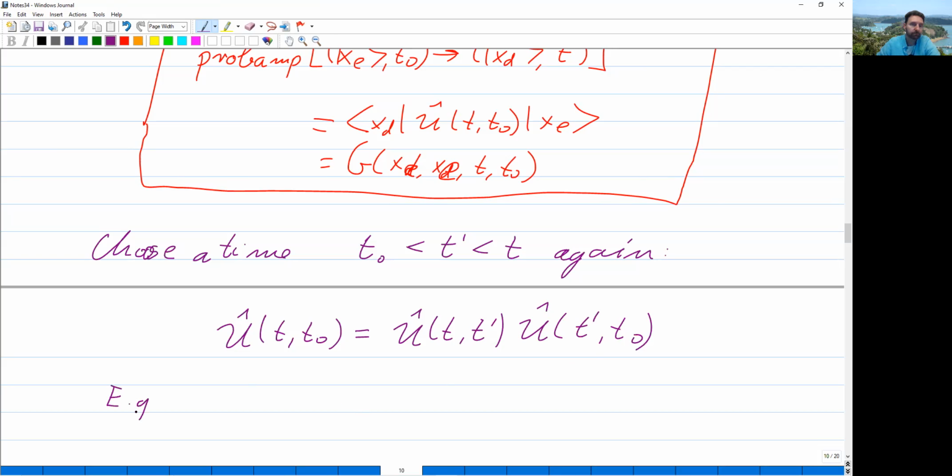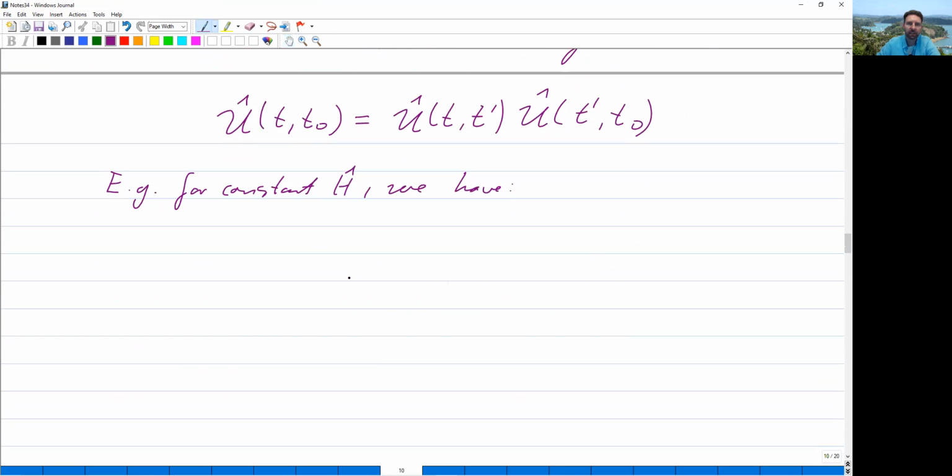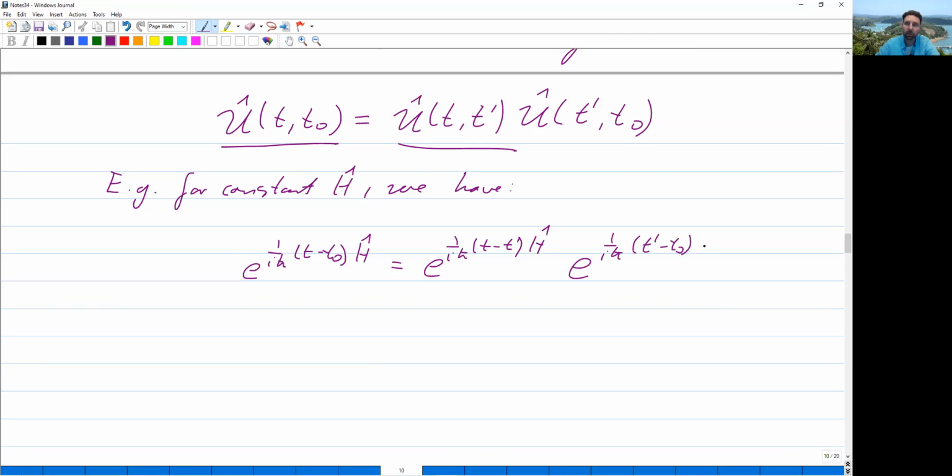For example, for constant Ĥ, we have that e to the power of 1 over iħ (t minus t naught) Ĥ, that would be this time evolution operator, is equal to e to the power of 1 over iħ (t minus t prime) Ĥ, that's this time evolution operator, times e to the power of 1 over iħ (t prime minus t naught) Ĥ. That's this time evolution operator.